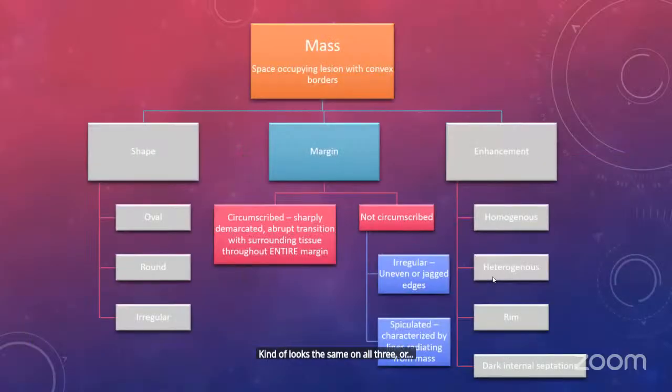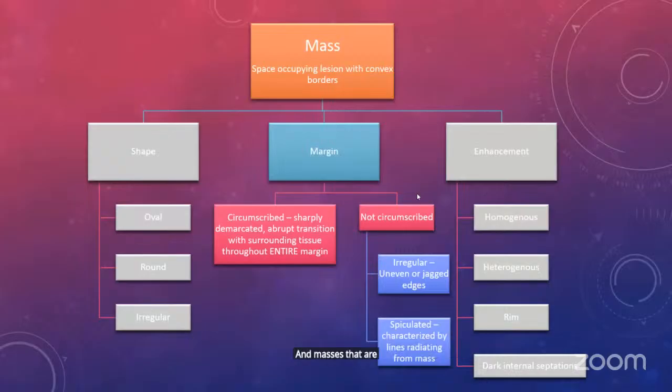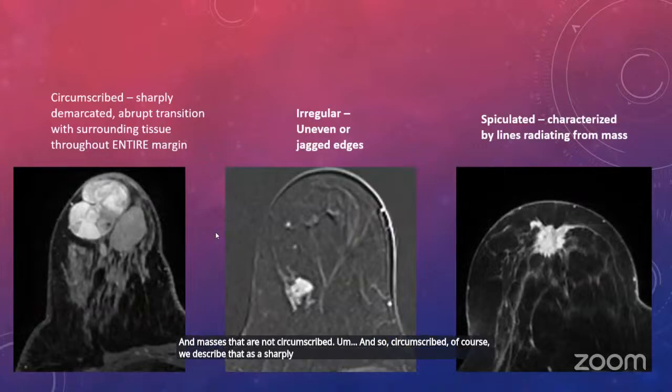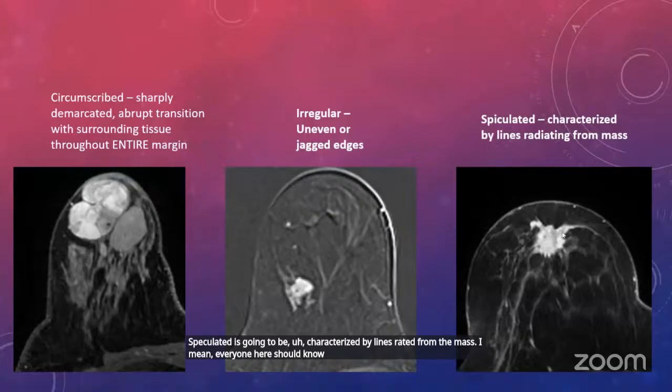So I'm going to talk about our margins on MRI masses. We have circumscribed masses and masses that are not circumscribed. Circumscribed, of course, we describe as a sharply demarcated transition throughout the entire region. Spiculated is going to be characterized by lines radiating from the mass. I mean, everyone here should know what spiculated means. We see it all the time in other parts of radiology.